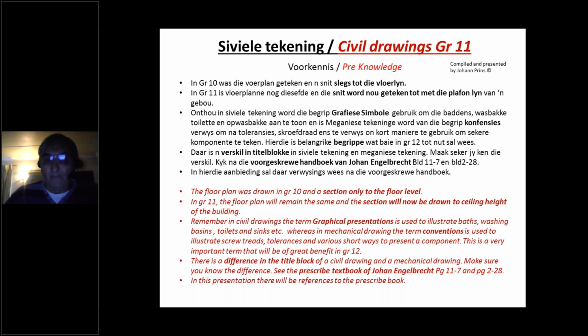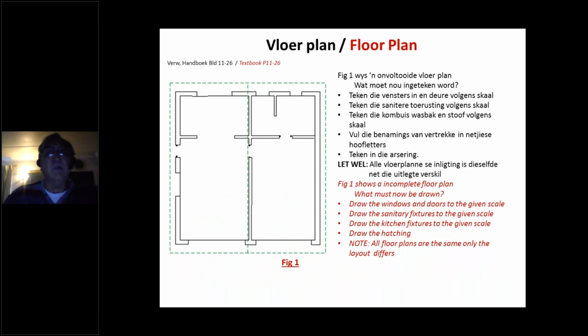Right. Let's now start on the floor plan that we are doing now. First of all, if you look at the textbook on page 11.26, you will find a small floor plan which is incomplete. Now, what do they expect that you must draw into that floor plan? Same as in grade 10. You have to show the windows. You have to put in the sanitary ware and the kitchen type of sinks and so on, and stoves, which they ask you.